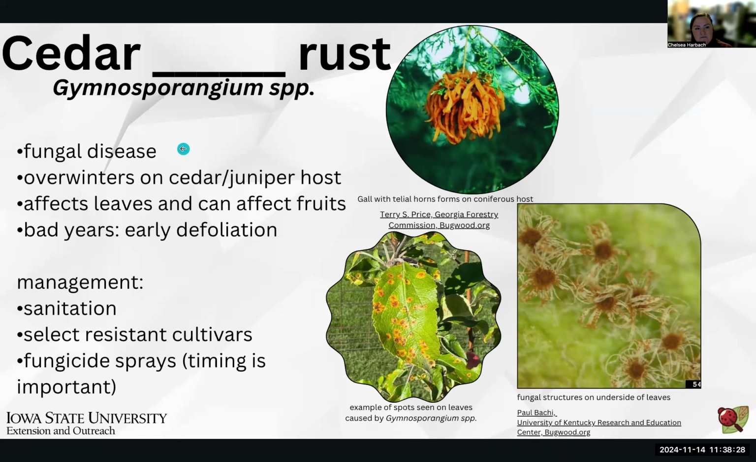Cedar and juniper hosts are the place where this fungus overwinters. This picture here is showing a gall, and these galls without the orange telial horns are reddish burgundy, and you'll find them on the twigs of cedar and juniper trees. In the spring, under the right conditions, you'll have the formation of these telial horns, which produce spores that go and infect the rosaceous host: pear, apple, hawthorn. You can see it on quince too.